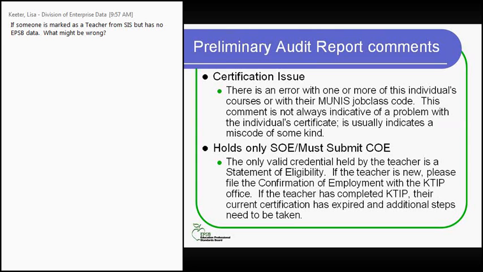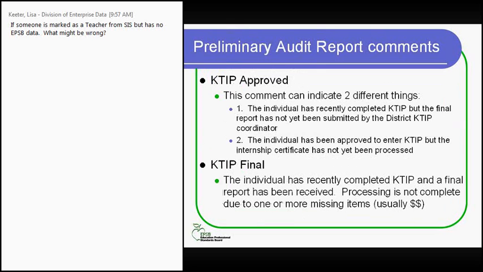If you see the error comment holds only SOE or must submit COE, that indicates that the only valid credential that an individual has is a statement of eligibility. Statement of eligibility actually is not a credential. It's literally just that. It's a statement saying that they are eligible for a teaching credential. So they may need to be entered into KTIP. So your KTIP coordinator will need to file the COE. If they finish the KTIP, everything else is expired and something else needs to be done to get them certified. Some sub-comments that you will see under that holds only SOE are KTIP approved and KTIP final.